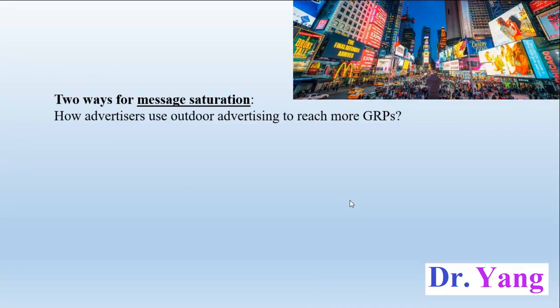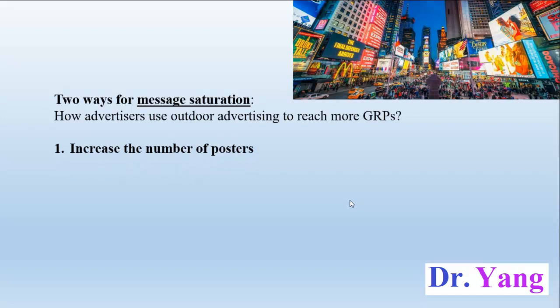Here's the question: as an advertiser, you want to make sure you can reach as many people as you need to. So any kind of advertiser wants to reach what we call message saturation, which means you want to reach more people. So how can we do that as an advertiser? Well, there are two ways to do that.